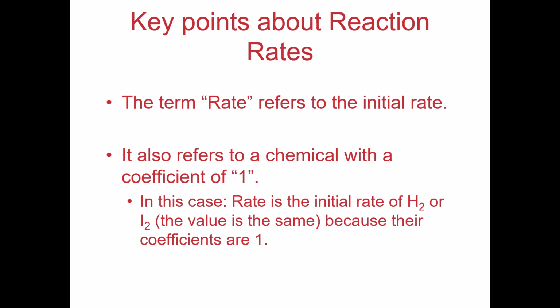The rate for a reaction is also equal to the rate for any chemical, reactant or product, with a coefficient of 1. Alright, so this means in our example with H2 and I2, where we were making 2 moles of HI, the rate for the whole reaction could be equal to the rate of H2 or I2 because they both had coefficients of 1. But the rate of the reaction is not equal to the rate of HI because HI had a coefficient of 2.